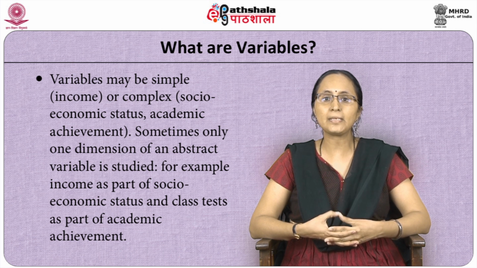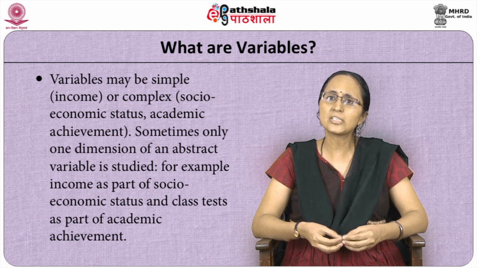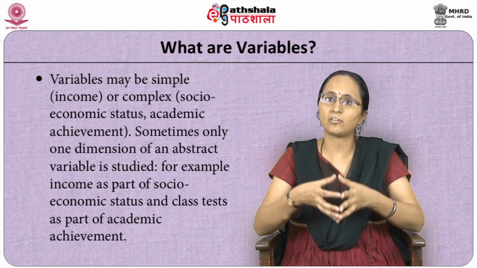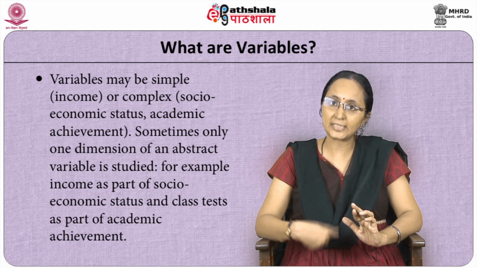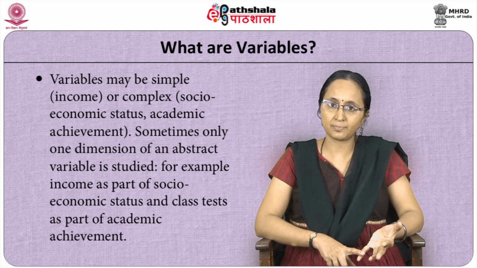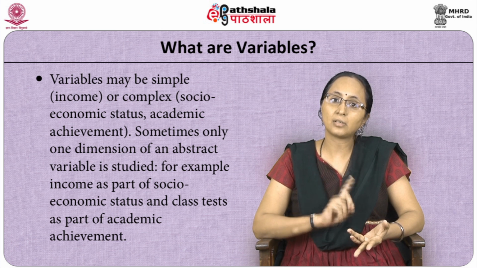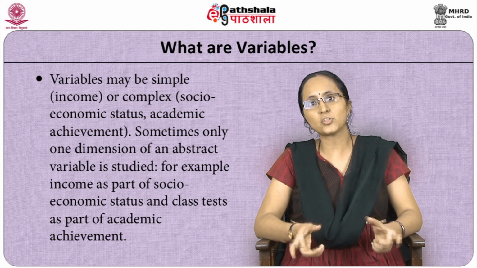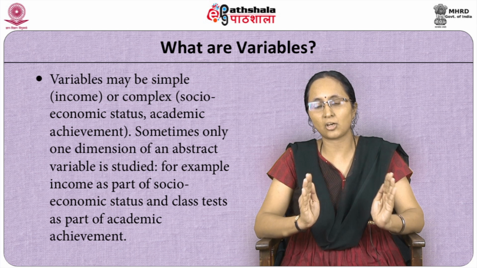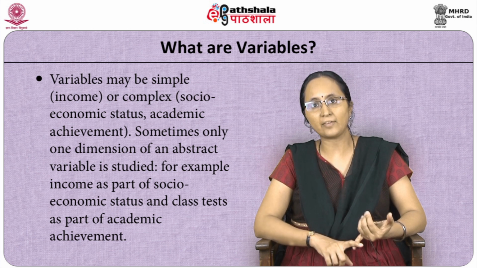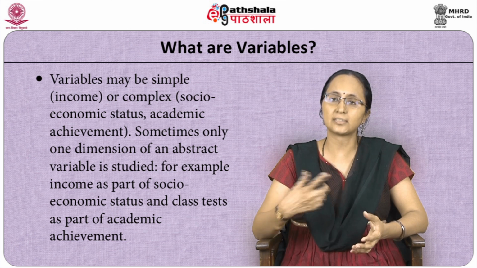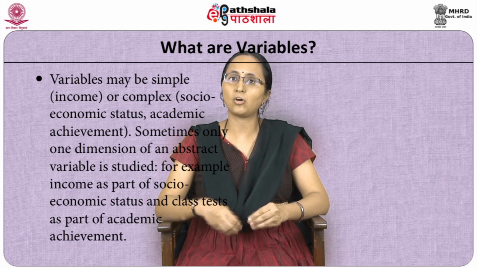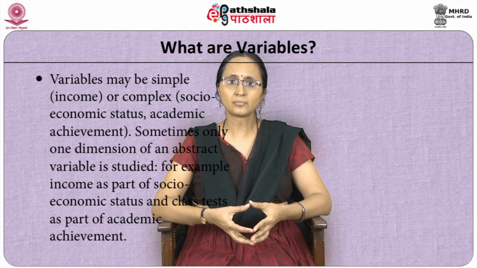A simple variable could be income, where you are just asking them what their monthly income is. A complex variable for socio-economic status could be ownership of house, amount of savings. So, when you have socio-economic status as the phenomenon being studied, you can have a simple variable which is income, or you can have complex variables such as ownership status or savings amount.